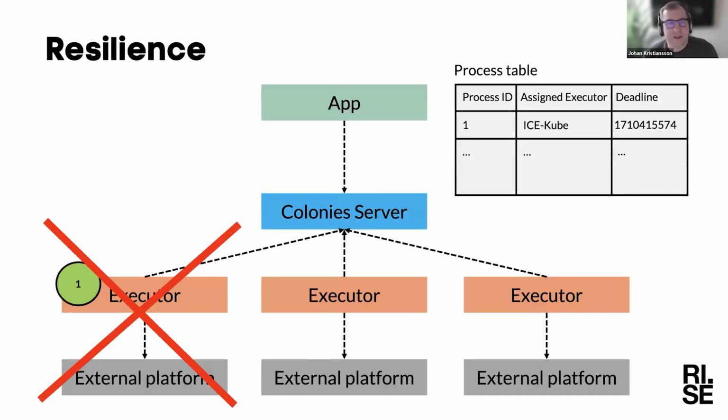So if one of the executors crashes, then the Colony server works as a ledger, so it keeps track of all the processes and the status of these processes. And then you can set this kind of execution constraint that I mentioned. So then it becomes possible to reassign a process to another executor. And this very simple mechanism is extremely powerful.